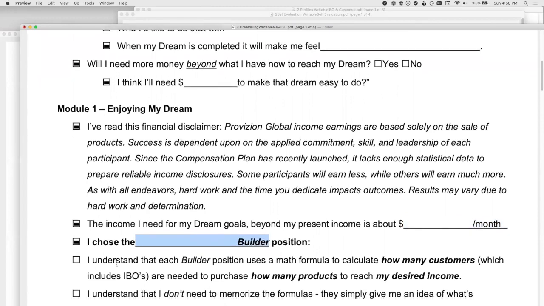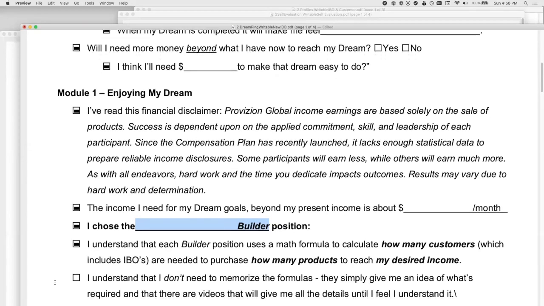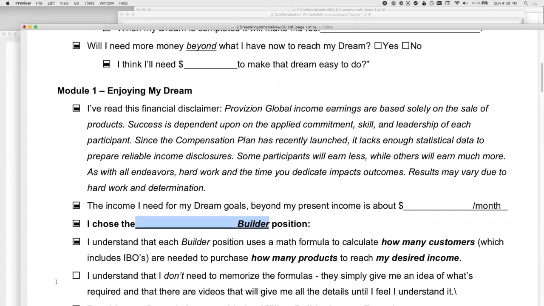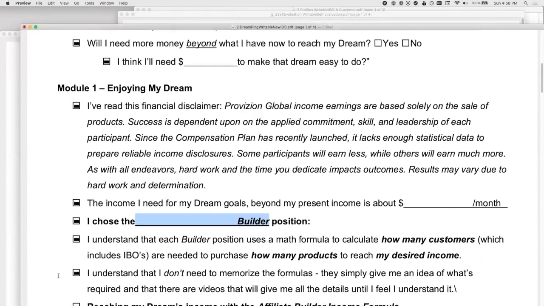Here's something you need to understand, that each builder position uses a math formula to calculate how many customers, which includes IBOs, are needed to purchase how many products to reach your desired income. Okay, I want to make sure you understand that. We're going to go over that in detail. We also want you to understand that you don't need to memorize the formulas. They simply are to give you an idea of what's required, and that there are videos that will give you all the details. So we want you to completely understand this. We're going to go over these in detail in just a moment. All right, so you can check that.